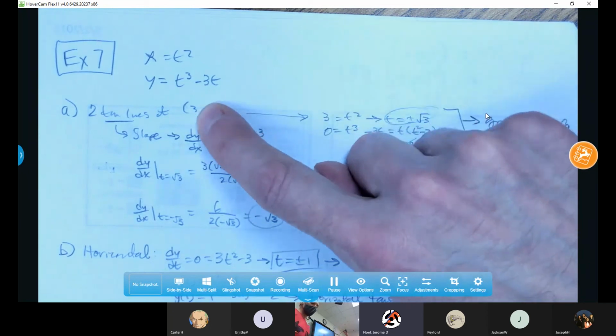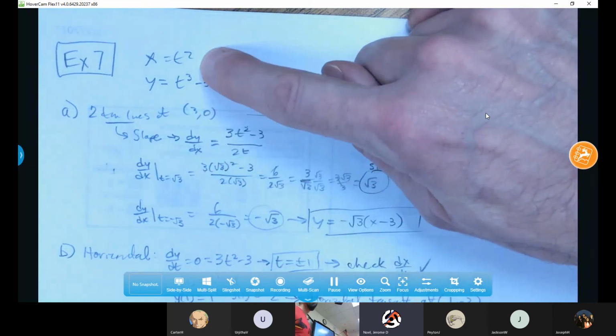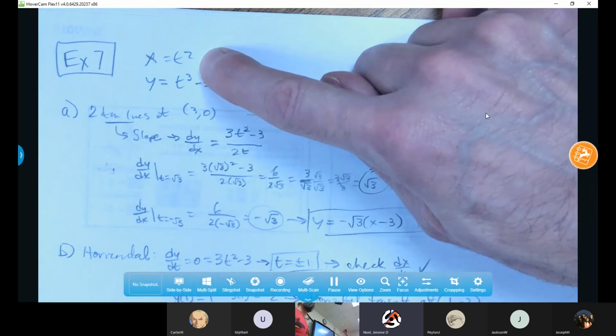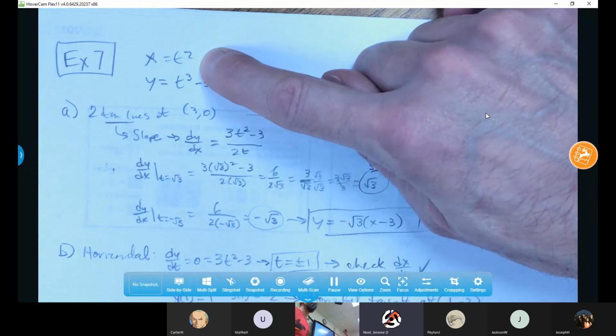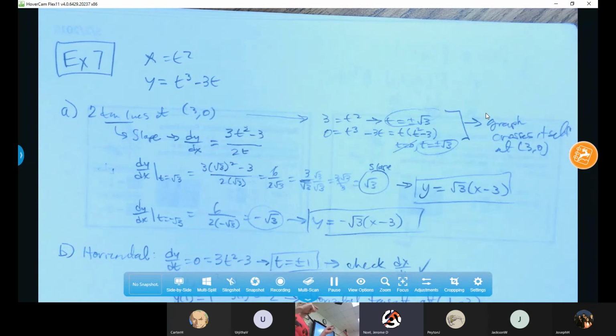One of the ways is this is your x coordinate. So if you put that equal to 3 and you solve that, you get two different times when your x coordinate is 3. If it hits an x coordinate at two different times, you're probably going to have two different tangent lines. Now we'll still have to find the slope there.